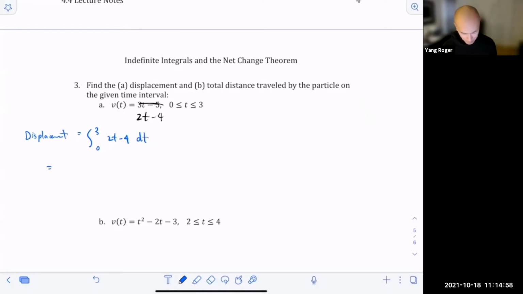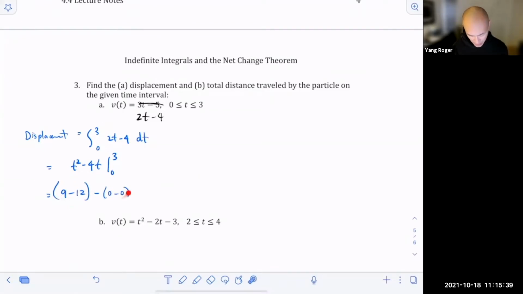All right. So in order to calculate this, you have to use the fundamental theorem of calculus part two, right? So we've got to find the antiderivative of the inside. The antiderivative of 2t is going to be t squared. The antiderivative of negative 4 is negative 4t. And then we've got to plug in a 0 and a 3. So when you plug in a 3, you're going to get 9 minus 12. And when you plug in the 0, you're going to get 0 minus 0. Right? And you subtract the result you get from plugging in each endpoint. This was the fundamental theorem of calculus part two.